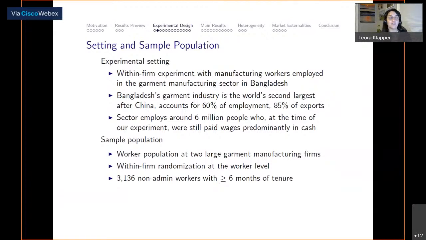Bangladesh's garment industry is second after China. It's about 60% of all formal sector employment, about 85% of exports. I should mention this isn't that different from Indonesia, for example, where about 7% of GDP is garment manufacturing.